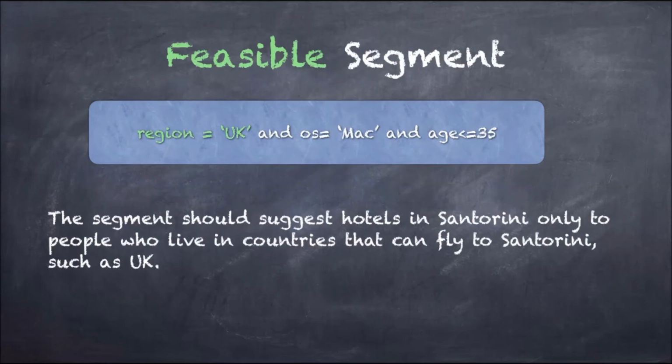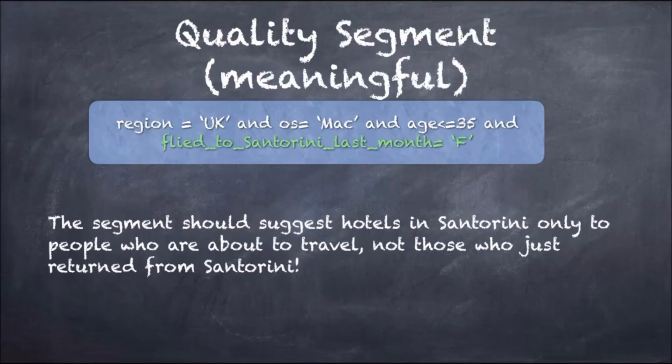Finally, we filter segments by retaining only the feasible and meaningful ones. For example, we should suggest hotels only to people who live in countries that do fly to Santorini. And also the suggestions should be made only to people who are about to travel and not, for example, to those who just returned from Santorini.